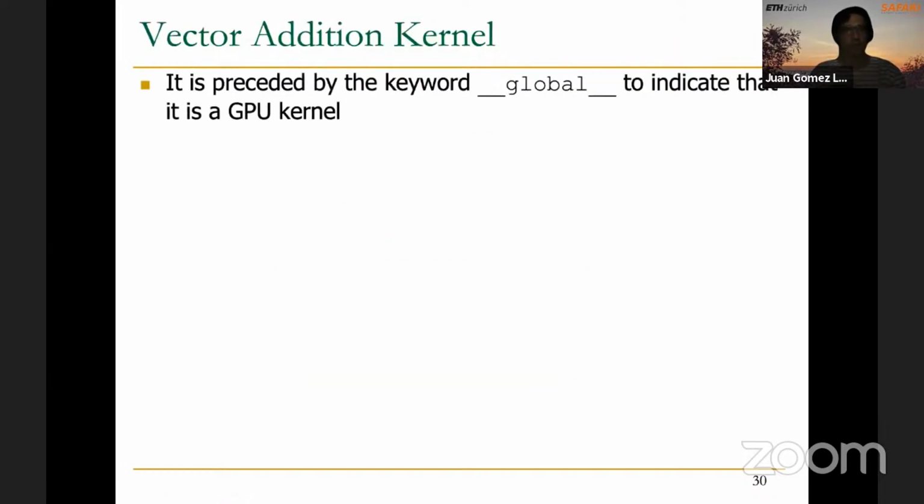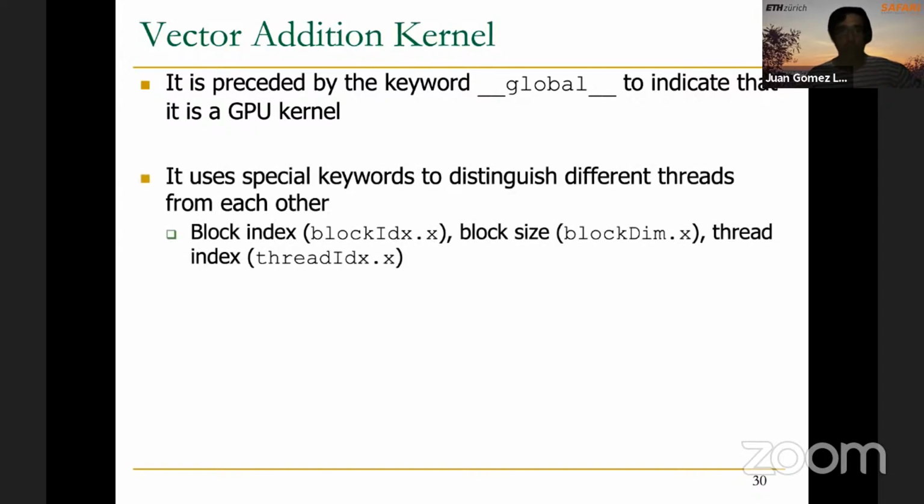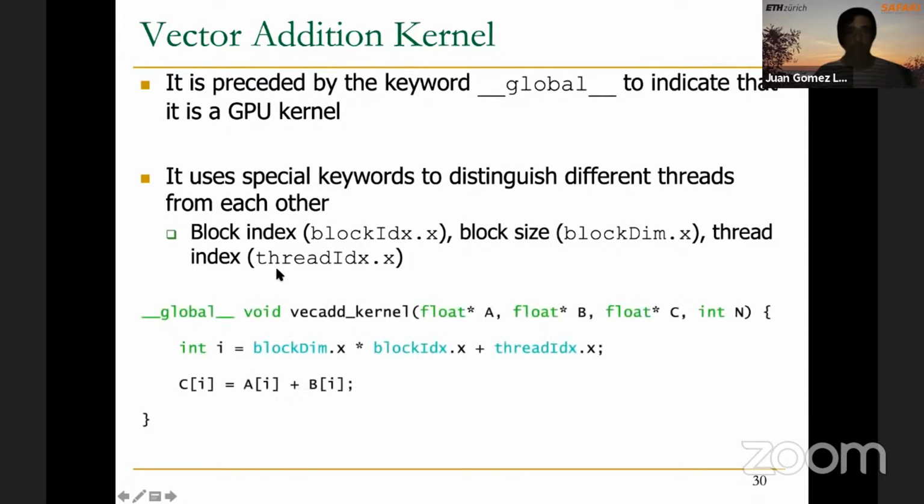Okay, this is already something that you know. The vector addition kernel, same as any other kernel, is preceded in the declaration by the keyword global. And then there are also other special keywords that we use inside the kernels. These are the block index. There are a few more, but these are the first ones that you are going to learn: the block index, the block size, and the thread index. And let's see how we use them.